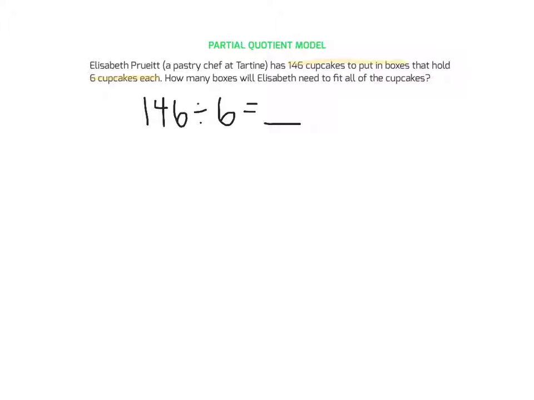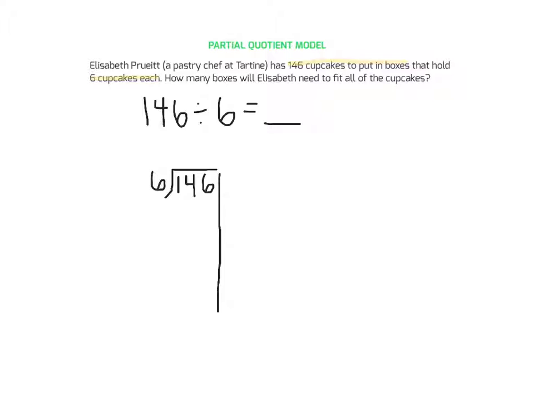To set up the partial quotient model, you need to use the division symbol that looks like this. And then you put a tail all the way down your page. You put the dividend in the middle and the divisor on the outside. Now you're ready to think about multiplication. You want to find out how many 6s will go into 146.